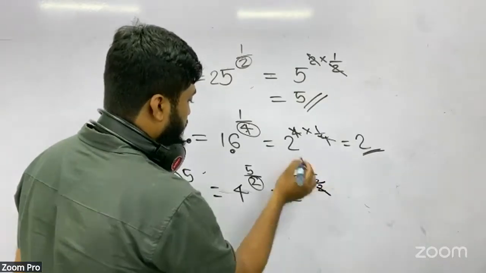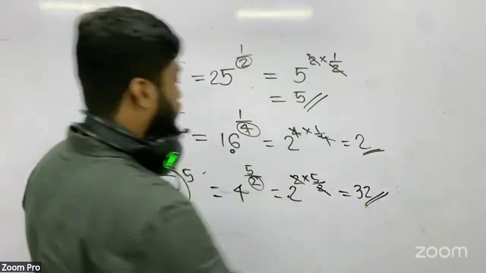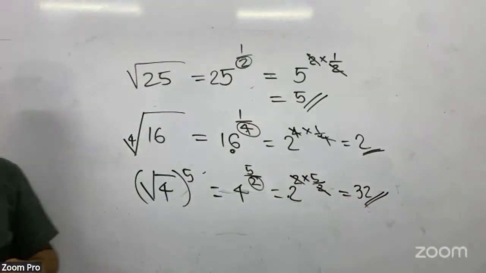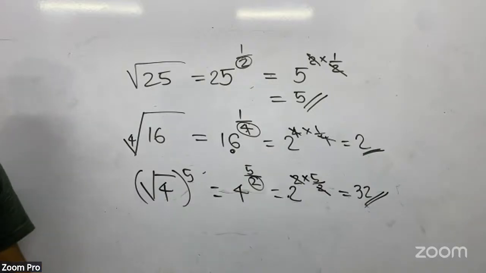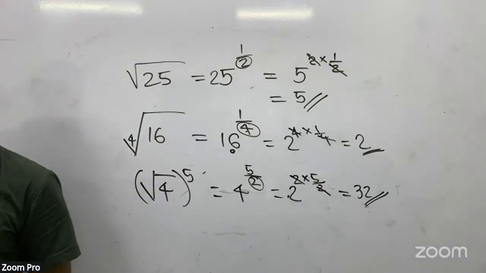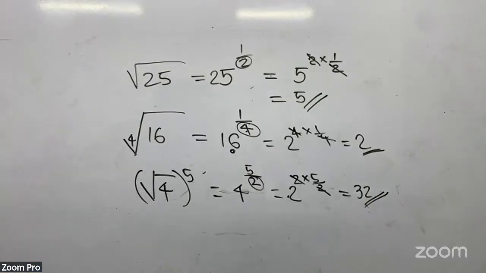This 2 and this 2 get cancelled. 2 to the power 5 is how much? 32. 2 to the power 5 is 32. We get the answer. Understood? Is it 100% clear? Right. And we do this work. So can you see a few questions are there after this? Hurry. Okay, then these things are fine.